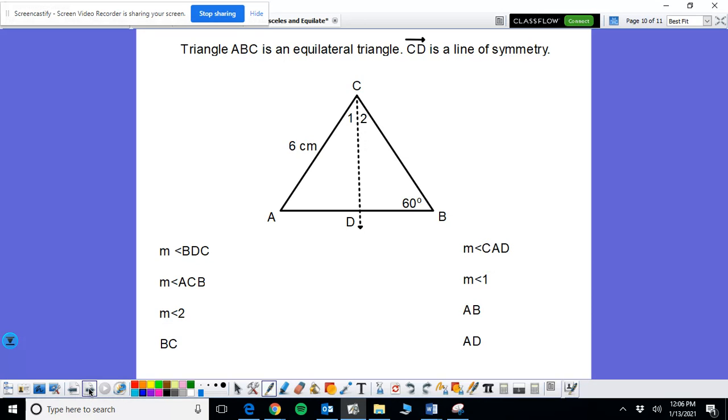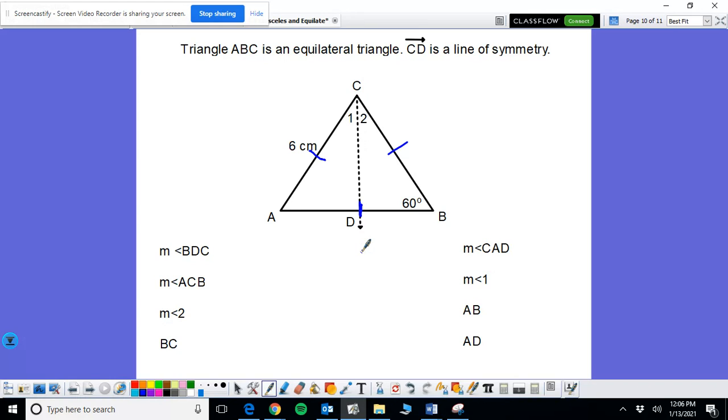Triangle ABC is an equilateral triangle. Okay, we need to think about what that means. As soon as I hear equilateral, I know all these sides are congruent. I can't really mark this last side, so I'll put it right there. And it says that CD cuts the thing right in half. Well, those are some good clues to have here, so we can definitely work with that.